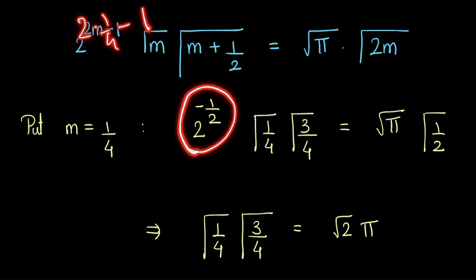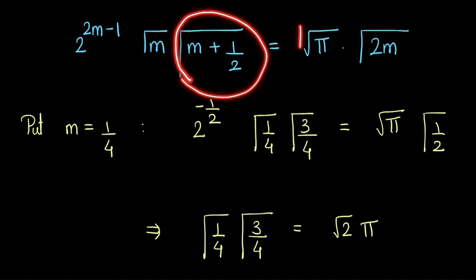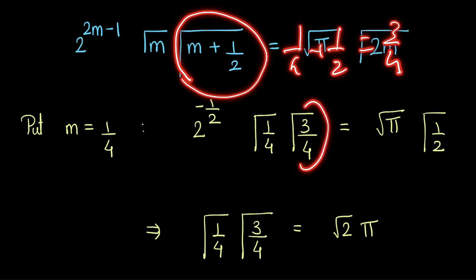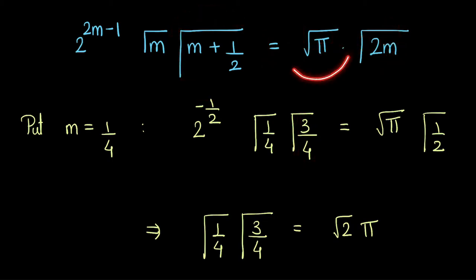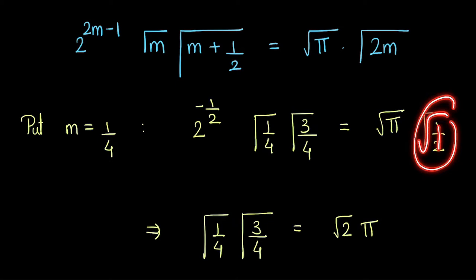So 2 raised to minus 1 by 2 into gamma m, that is gamma 1 by 4, into gamma of m plus 1 by 2, that is 1 by 4 plus 1 by 2, which is 3 by 4. So gamma 3 by 4 is equal to square root of pi into gamma of 2 into 1 by 4, that is gamma 1 by 2, and gamma 1 by 2 is square root of pi. So this square root of pi and this square root of pi, we will get pi.